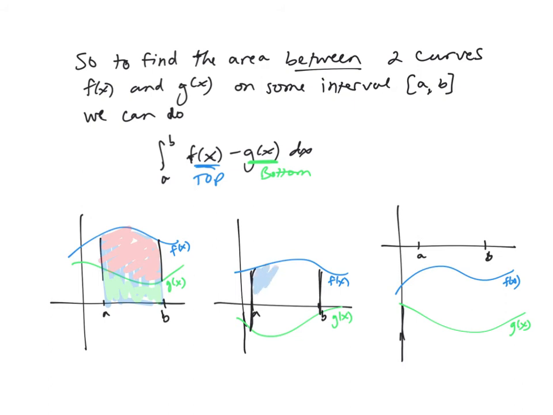Integral of f of x would be just this piece right here. Integral of g of x would be this. Because it's below the x-axis, it'd be a negative. So if I take the blue area, let's just put a number with that. Let's say that's 10. And I take the green area, let's put a number with that and say that that is 4.